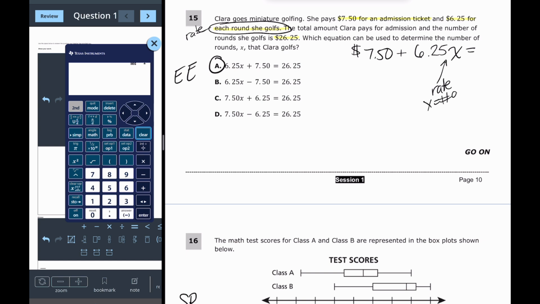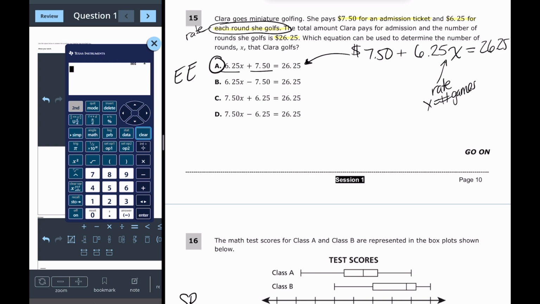And X is the number of games. And she has $26.25. So the only one that matches is this one here, except it just means my terms were switched around. So it's still equivalent if I have $7.50 plus $6.25x.